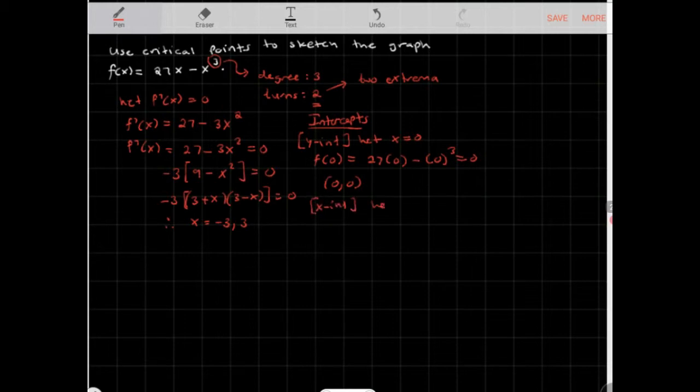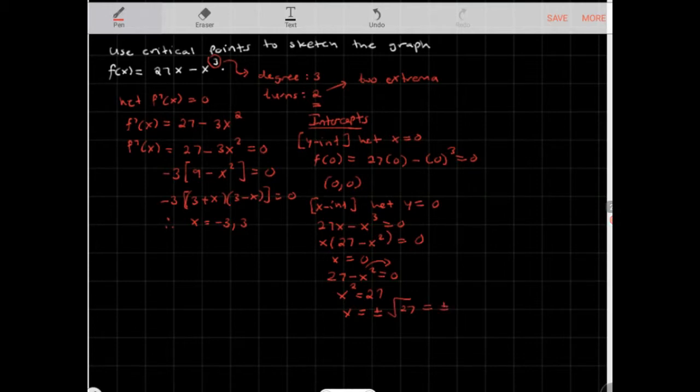We can let y equal 0, and then you get 27x minus x cubed is equal to 0. If I factor out an x here, you get x times 27 minus x squared is equal to 0. One of your roots here is going to be x is equal to 0. For the other root, 27 minus x squared is equal to 0. If I move the x squared to the other side, it's equal to 27. So x is equal to plus or minus the square root of 27, which you can write as plus or minus 3 square root of 3. Okay? So there seem to be 3 x-intercepts.